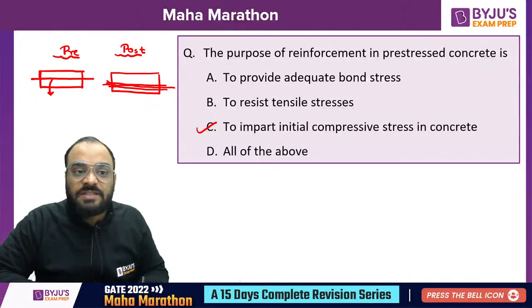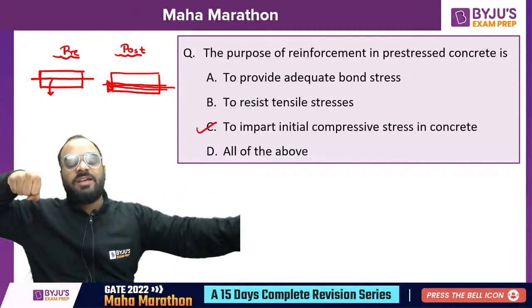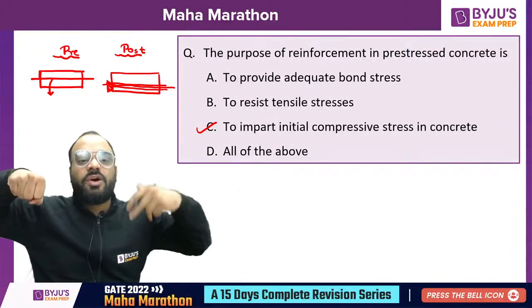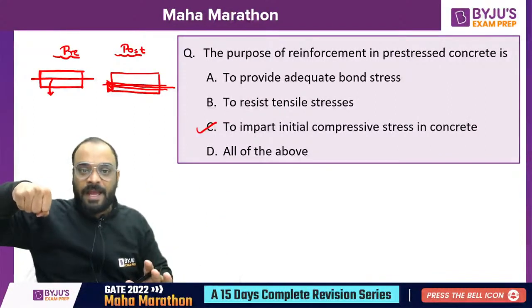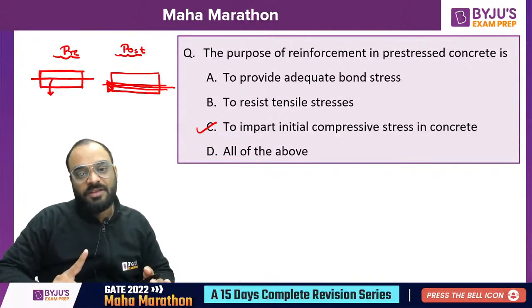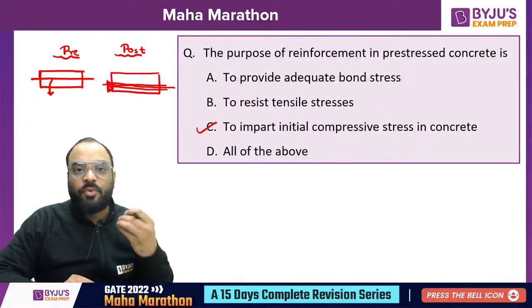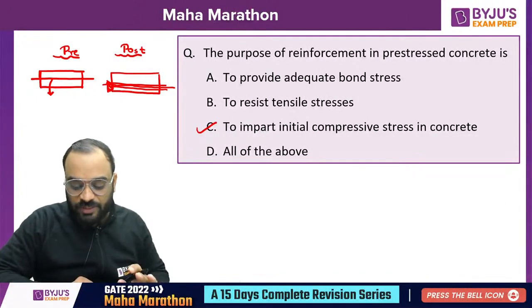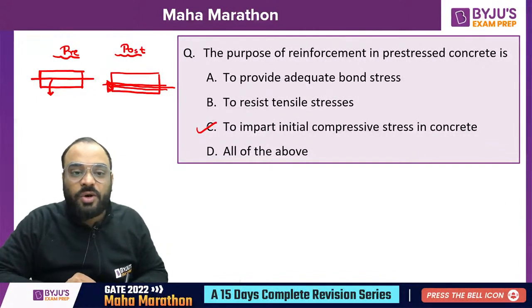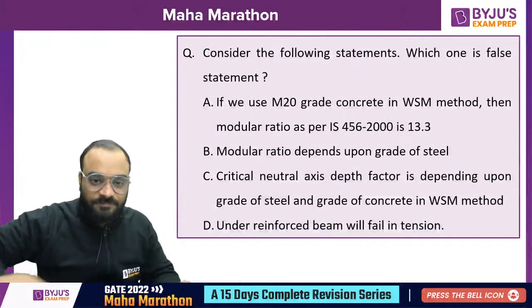So you can see, guys, by providing the anchoring at this particular location, we are able to extend the cable, and ultimately our task is to transfer the compressive force over the concrete. And you know that there is no bond between the duct and the cable. So that is not the purpose of reinforcement which we provide in case of a pre-stress concrete beam. Clear? So the only purpose is to impart initial compressive stress in concrete. That's why C is the correct answer.